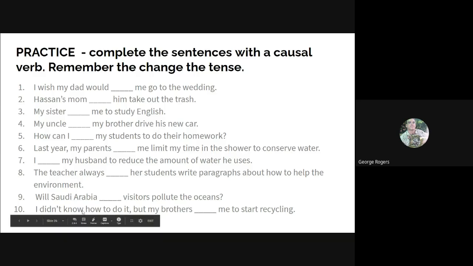I didn't know how to do it. Okay. But my brother blanked me to start recycling. Again, start is the base. It does have a "to." So that eliminates some of the answers. Okay. Now we're going to look at these. Let's see what the answers are.